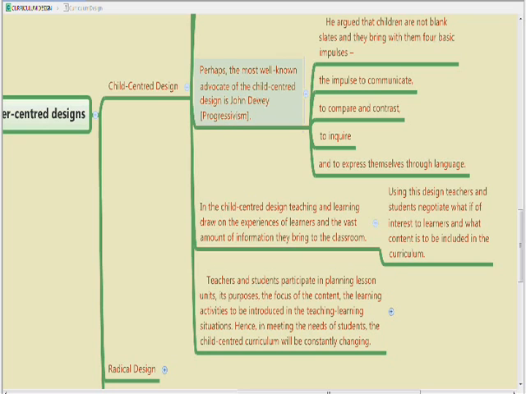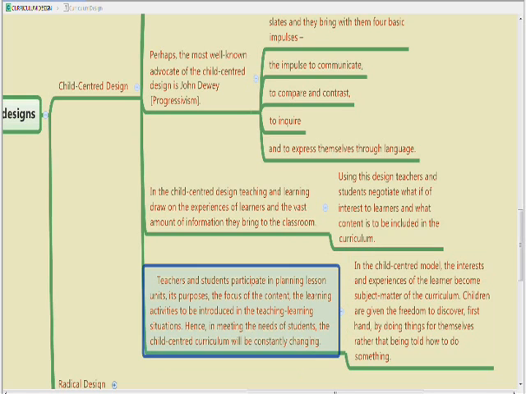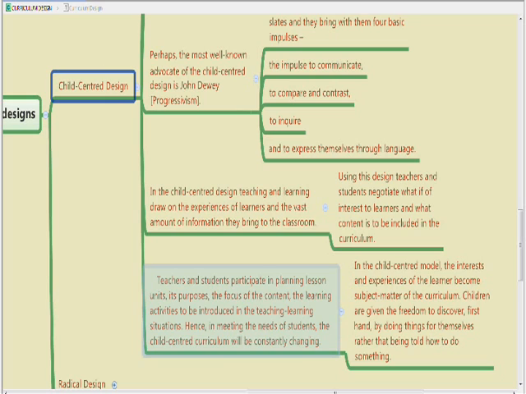So that's the notion. In the child-centered model, the interest and experience of learners become the subject matter of the curriculum. So the interaction itself becomes the subject matter. Children are given the freedom to discover first-hand by doing things for themselves rather than being told how to do something. So that is the child-centered design.